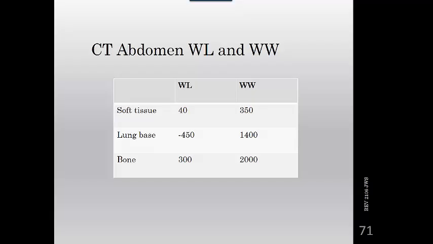And then for lung bases, which is where you're going to start above the diaphragm, you need to include some lung windows along with the abdomen pelvis for the radiologist to review. You're going to have a window level of negative 450 and a window width of 1400. And if you do bone windows, they need to be at a 300 window level and a 2000 window width.